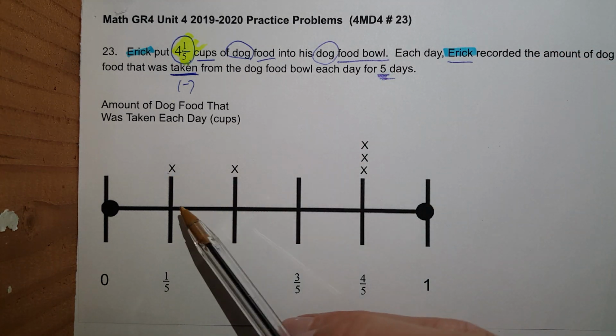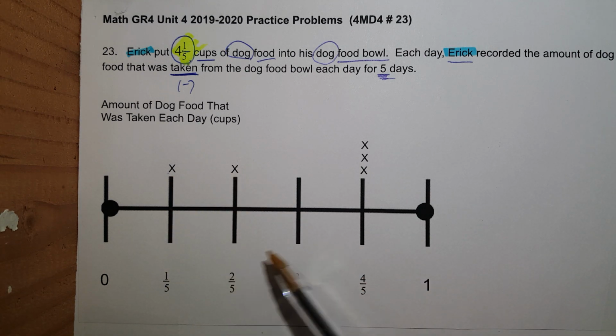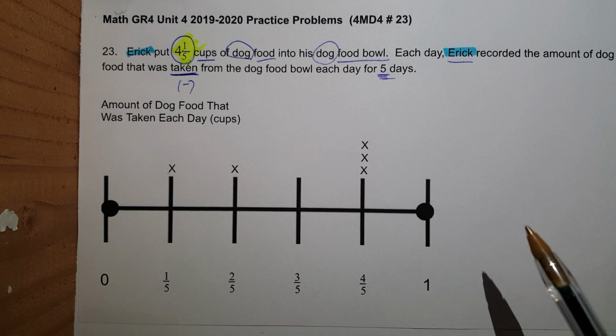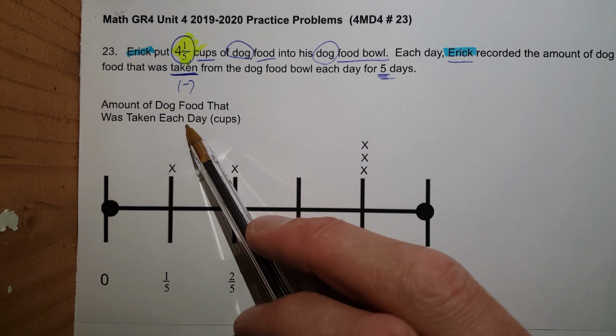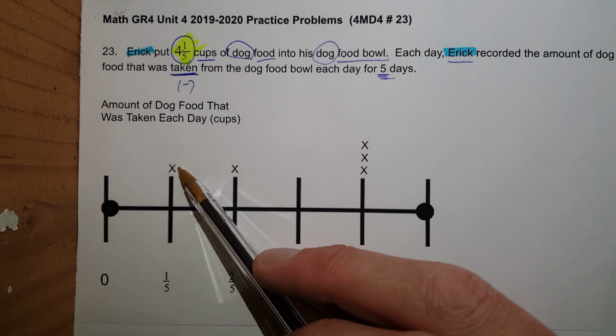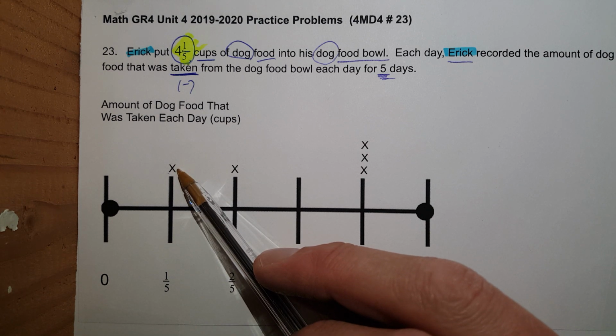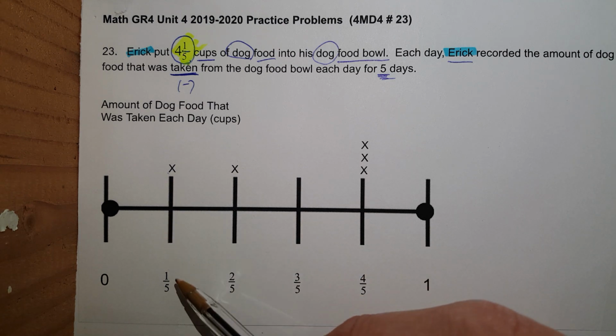1, 2, 3, 4, 5. So dog, not too hungry, a little more hungry. Really hungry these days. Amount of dog food that was taken each day in cups. So on this day, we don't know what day it was. Could have been the first day, last day, don't know. It doesn't really matter, to be honest.